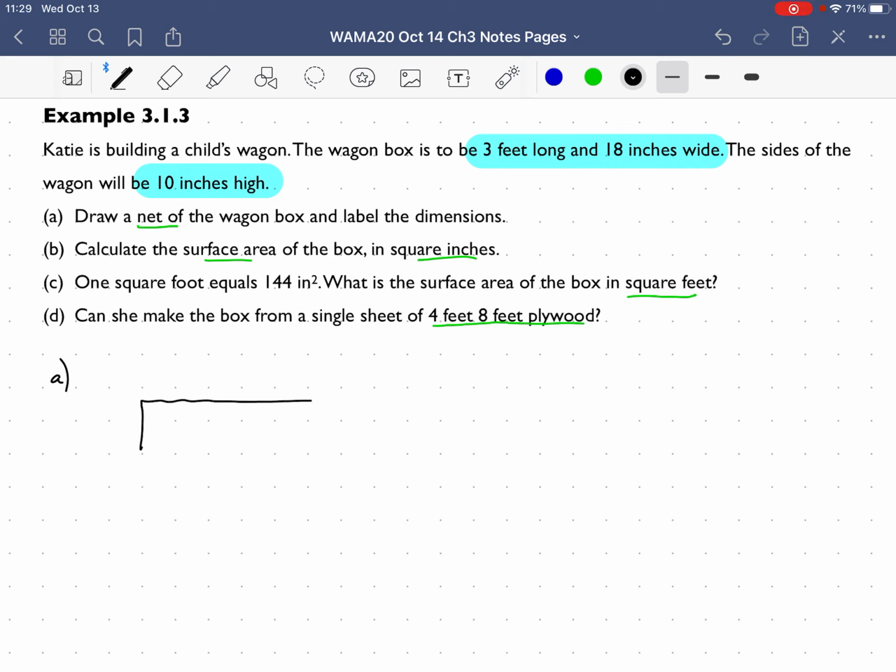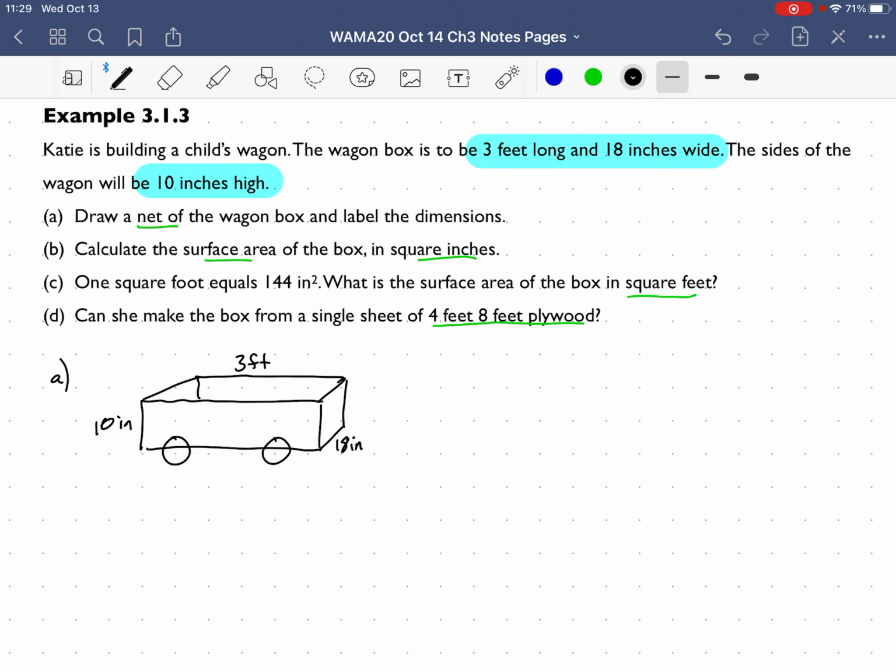So for letter A, I'm going to start off with, all right, there's one side. It's going to look like this. All right, then you're going to put wheels on it, one wheel there, one wheel there. It's 3 feet long, 18 inches wide, and 10 inches high.